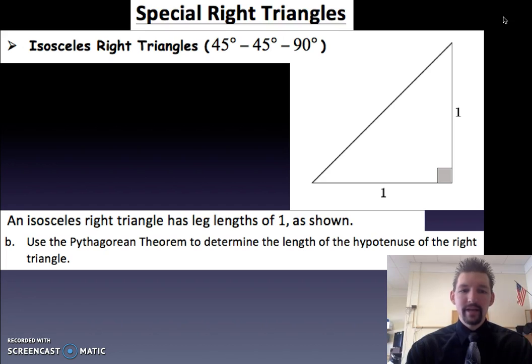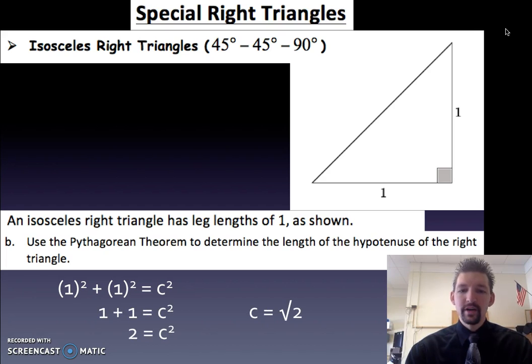Question B says, use the Pythagorean theorem to determine the length of the hypotenuse of the right triangle. So the Pythagorean theorem, a squared plus b squared equals c squared. So we're going to plug in our two legs, which are 1 and 1. And then we're going to just calculate that down to get c squared equals 2, and then take the square root of both sides. So our hypotenuse here is going to be the square root of 2. Not a super nice number, but that's okay.